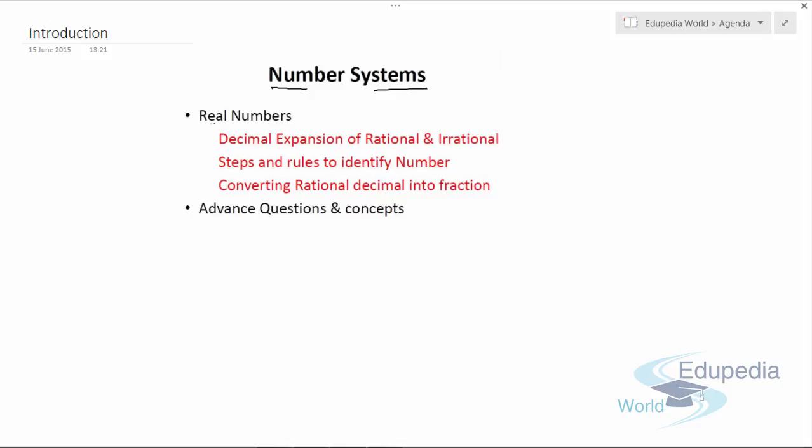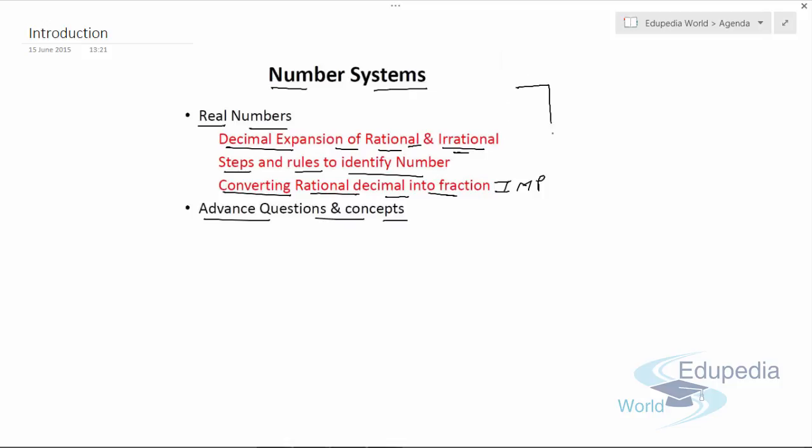So in this video we'll learn some concepts about the real numbers, how to identify whether a decimal expansion is a rational number or irrational number. Then we will learn some of the steps and rules to identify whether a given number is rational or irrational number. Then we'll learn how to convert rational decimal numbers into fraction part of rational numbers, which is a very important concept, and the question on this concept is generally seen in examination, so you have to watch this section very carefully. And then at the end of the video we'll discuss some of the advanced questions and concepts again.